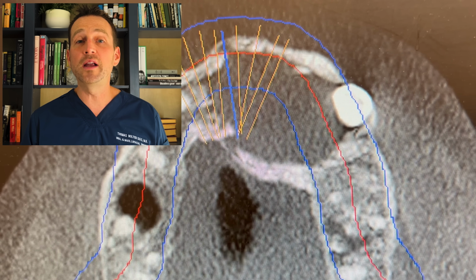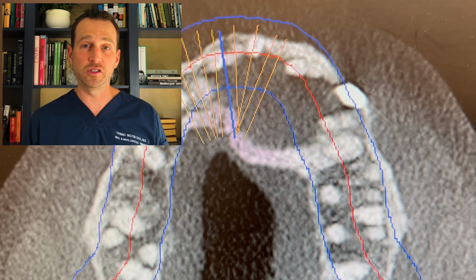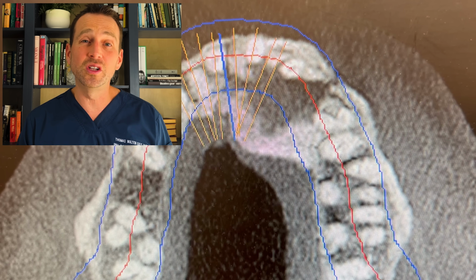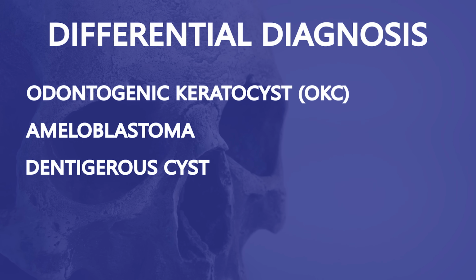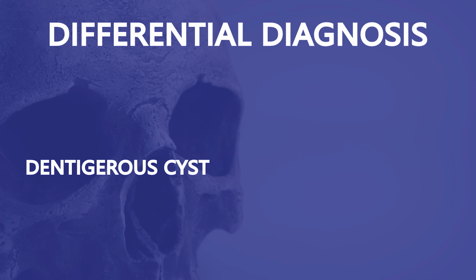This patient received very good news from the pathologist. This lesion could have easily been an odontogenic keratocyst or an ameloblastoma, which would have required additional invasive treatment. Thankfully, this came back as an inflamed dentigerous cyst.